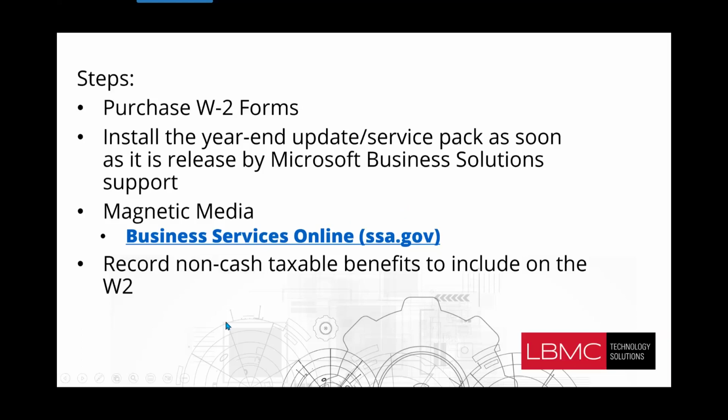Record non-cash taxable benefits to include on the W-2s. So these non-cash taxable benefits need to be recorded throughout the year, or on the final paycheck, or some people will go in and just do it as a manual check and do it as an entry. Examples that are being put on these are life insurance premiums that are greater than 50,000, auto allowances, etc.